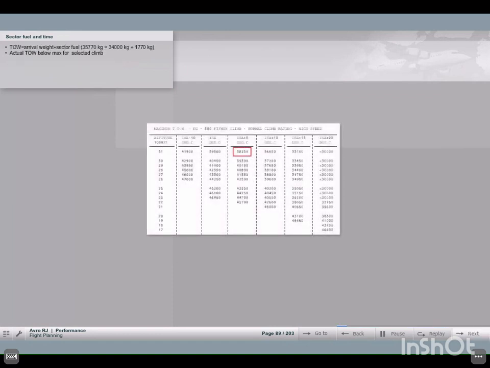The takeoff weight is the arrival weight of 34,000 kilograms plus the sector fuel of 1,770 kilograms. So it is 35,770 kilograms. Remember, we already checked the MTOW for cruise at 31,000 feet. The actual takeoff weight is well below.